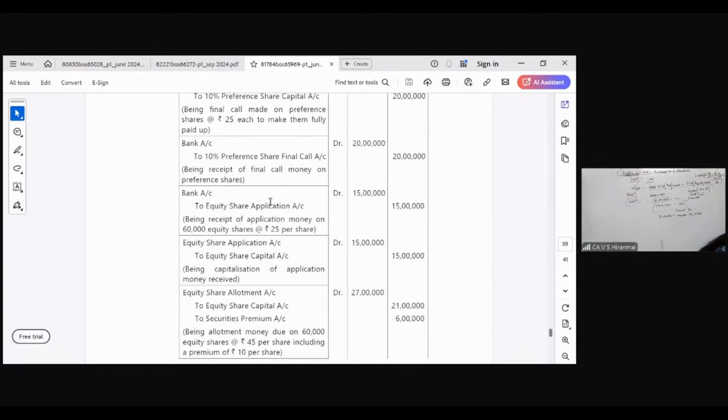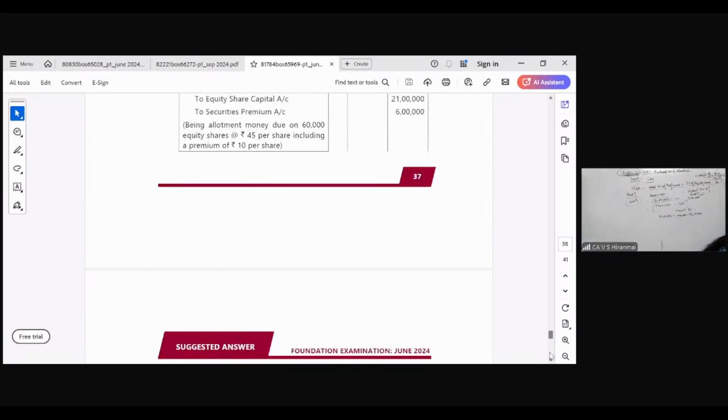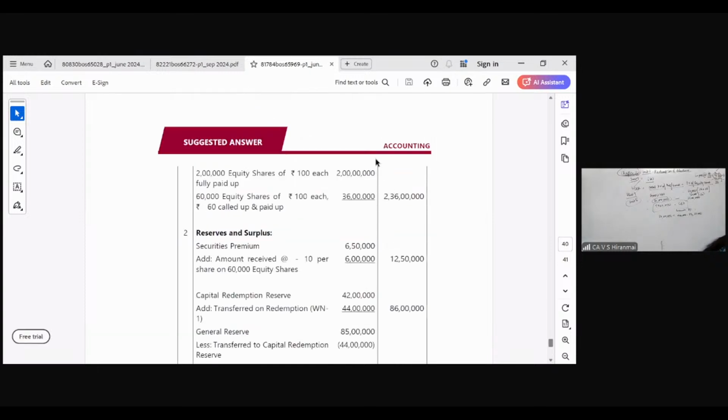Equity share capital. They have given you in the question 2 lakh equity shares, which is nothing but 2 crore rupees. Now I have additionally given the 60,000 equity shares also, so I have to write it totally there. How much is the total value? 2 crores, and out of the 60, I have called up only 25 rupees of application and 35 rupees of allotment, so that is 60. So 36 lakhs I have made the additional issue, 2 crore 36 lakhs.